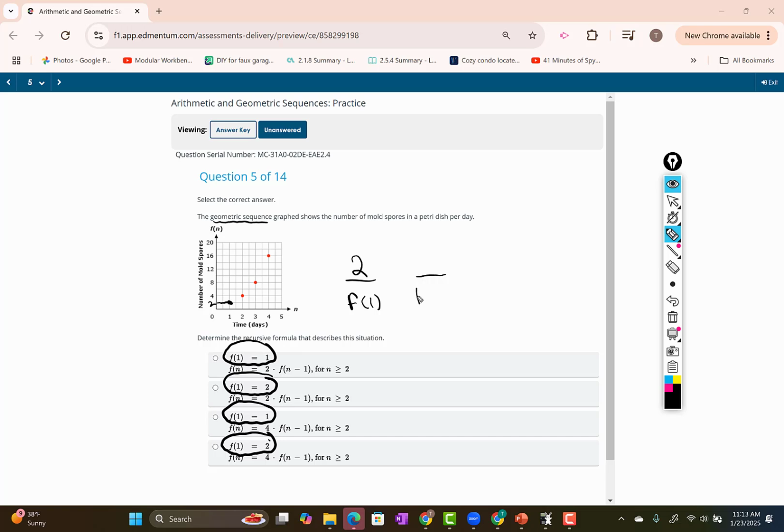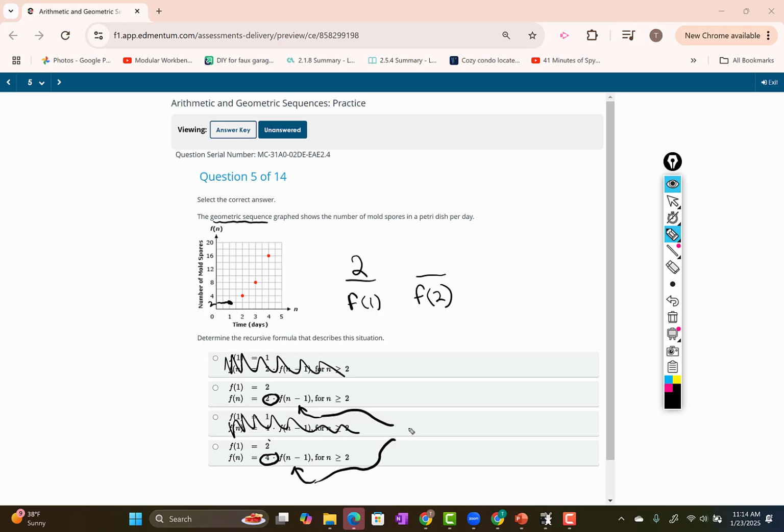Well, then the real question is, before we get to that, since the first term is 2, we know it's not this one or this one. It's either B or D. And if we look at the difference between B and D, there's only one difference. It's this number out front. This number out front is saying we're taking f of n minus 1, which, remember, both of these just represent the previous term. So they're saying we're taking the previous term and we're multiplying it by a number.